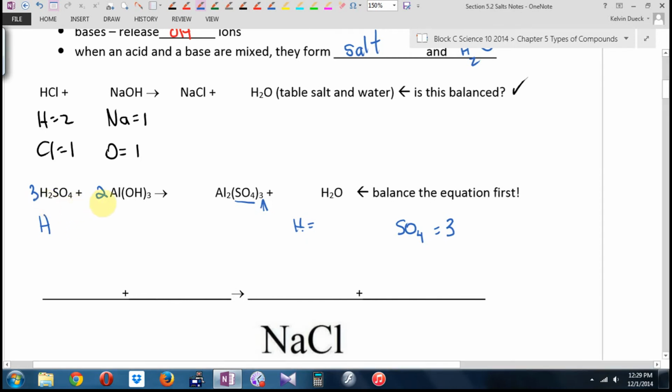Let's see. That gives me my Al's balanced, and that gives me my SO4s. What was sulfate? Is that what you guys said it was? My sulfates are balanced. Okay. How many H's do I have here? 6 plus 6 more? 12. How many H's do I have on the right? Right now? 2. I want 12. Now let's see if the O's work. I think they do.